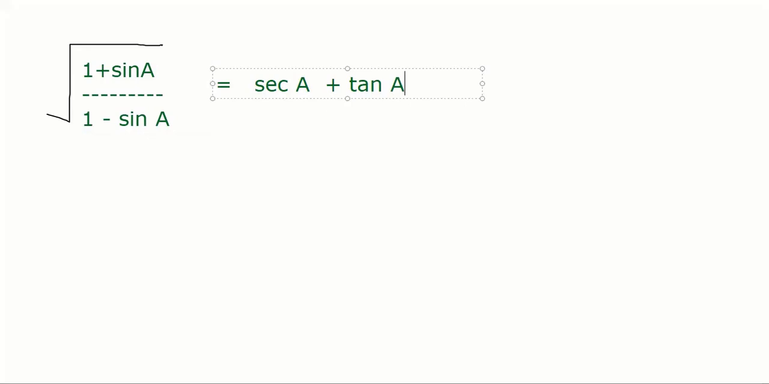Left side is root of something, right side is sec A plus tan A. Obviously, the advice is it's always easy to make a complex thing easy. It is difficult to make a simple thing complex. So, see, there are two ways of solving the question.